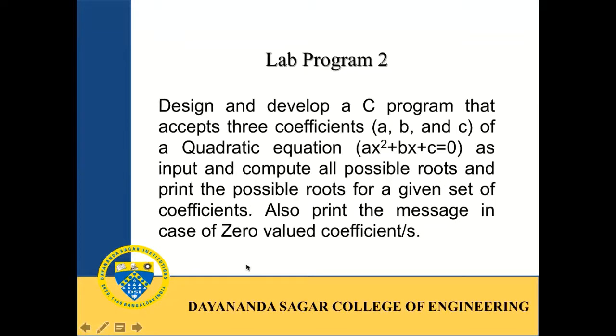Lab program 2. It is to design and develop a C program that accepts three coefficients a, b, and c of a quadratic equation ax square plus bx plus c is equal to 0 as input, and compute all possible roots and print the possible roots for a given set of coefficients. Also, print the message in case of zero valued coefficients.